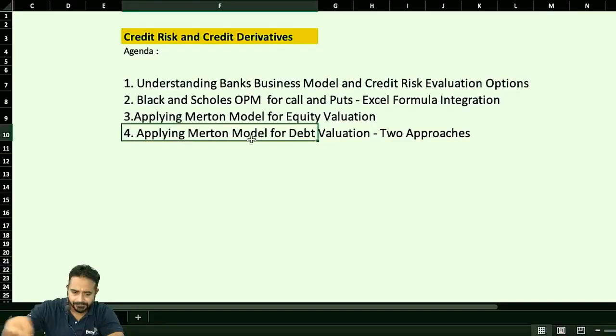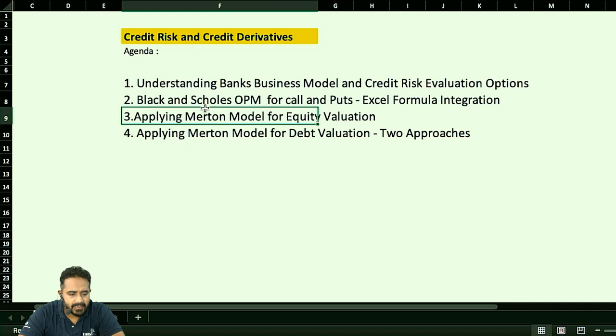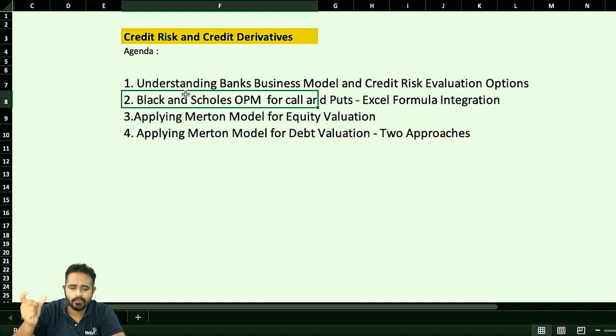Here's the agenda for the session. We'll first look at a general discussion on the bank's business model and how credit risk arises, how to value or how to evaluate the credit risk. Then we'll go to the BSM model for calls and puts. We'll do an example. Then we'll take the same example, solve it first step by step, then put that in the Microsoft Excel framework, create a nice formula out of it, and then we'll be able to repurpose that formula in multiple situations. Then we'll take the same BSM formula and apply that in a credit risk framework.